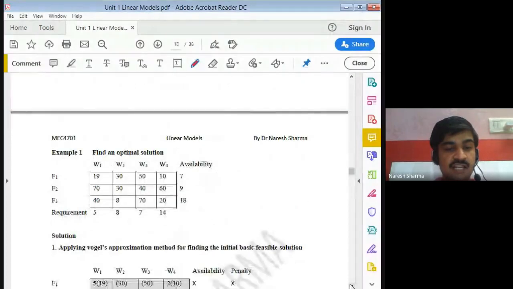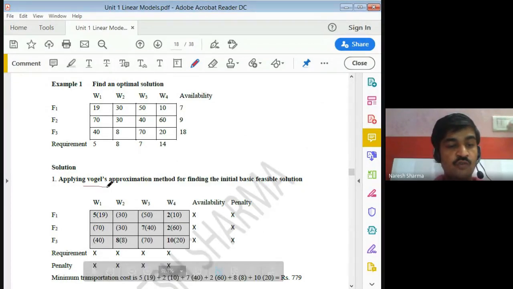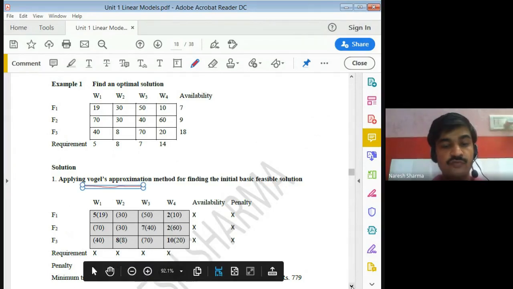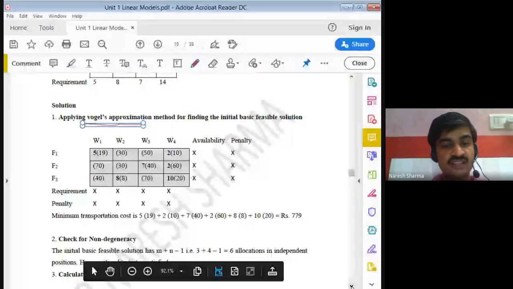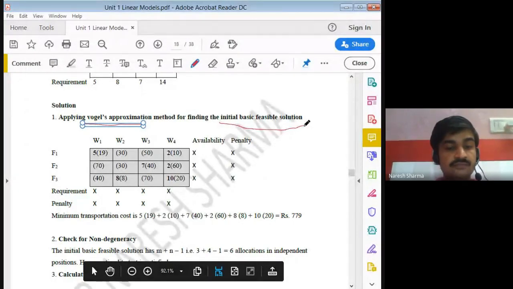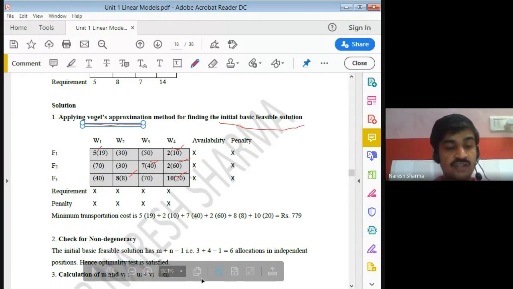So, we have the transportation problem. First of all, we can solve the transportation problem by Vogel's approximation here. Once you solve this by Vogel's approximation, we find the initial basic feasible solution. After finding the feasible solution, we say our allocations are at these 3, 4, 5, and 6 positions. That is number of rows plus columns minus 1.